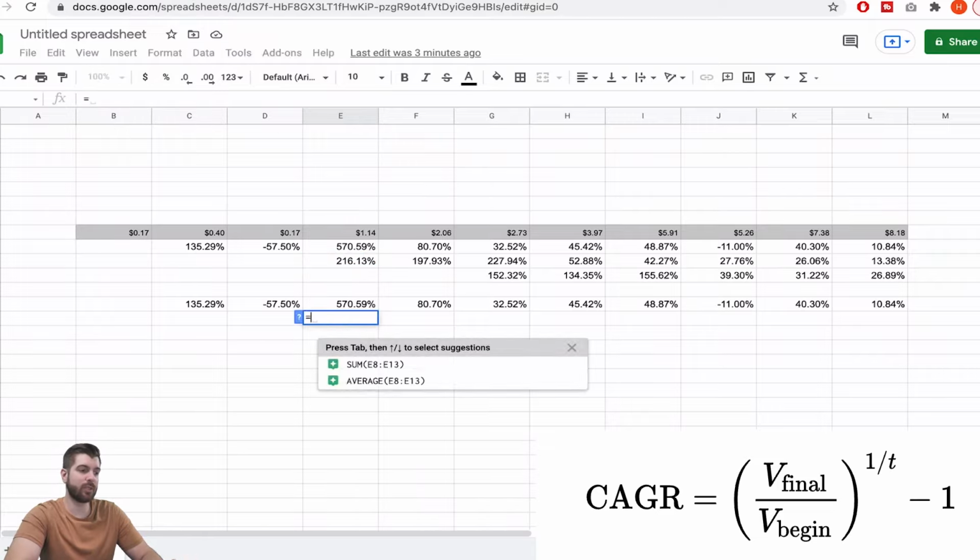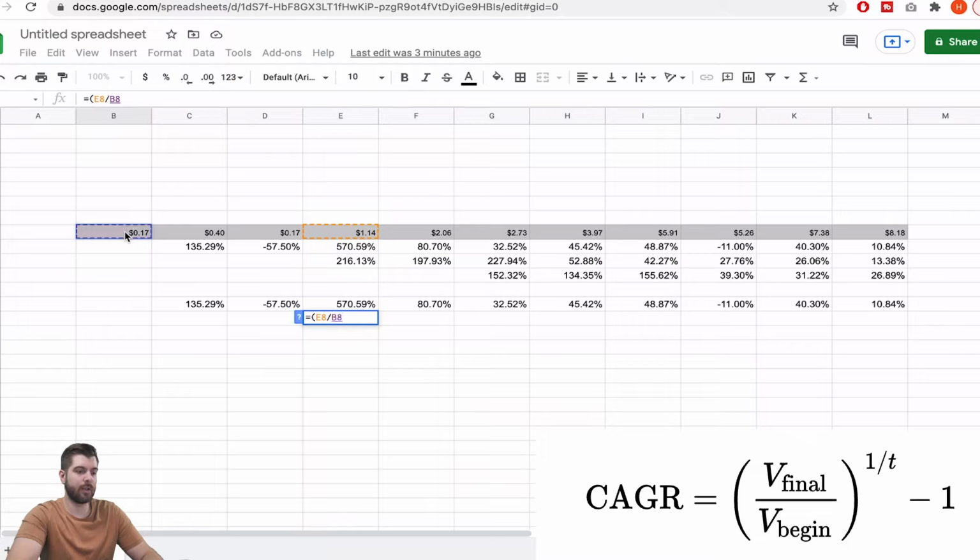So if we say equals bracket, take this number here divided by the earlier number. And the reason we're doing this is because this is 3 years. So although this is the 4th year, this is 1, 2, 3. So there's 3 jumps. Now we're going to take this and we're going to do to the power of bracket 1 divided by 3, close bracket, minus 1. And then we're going to also change this into a percentage.